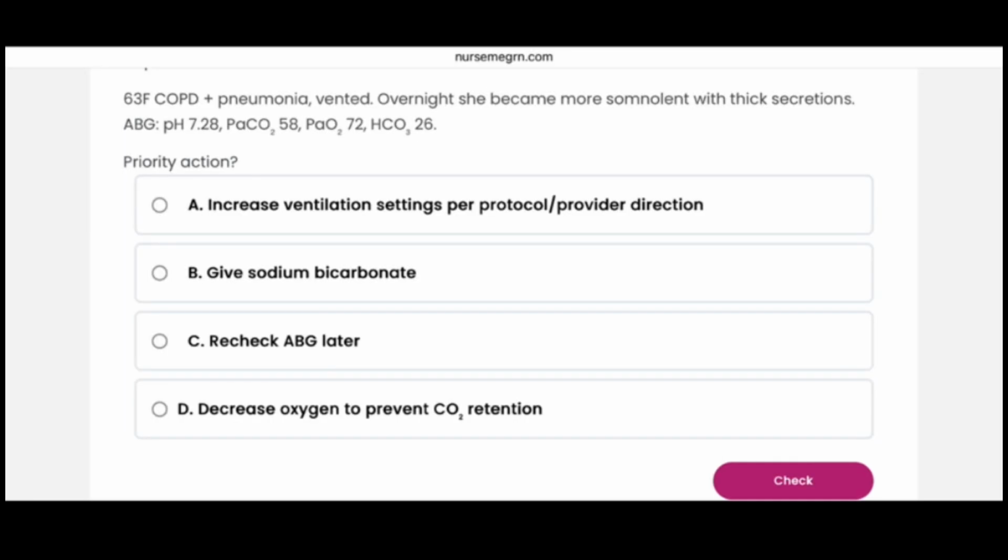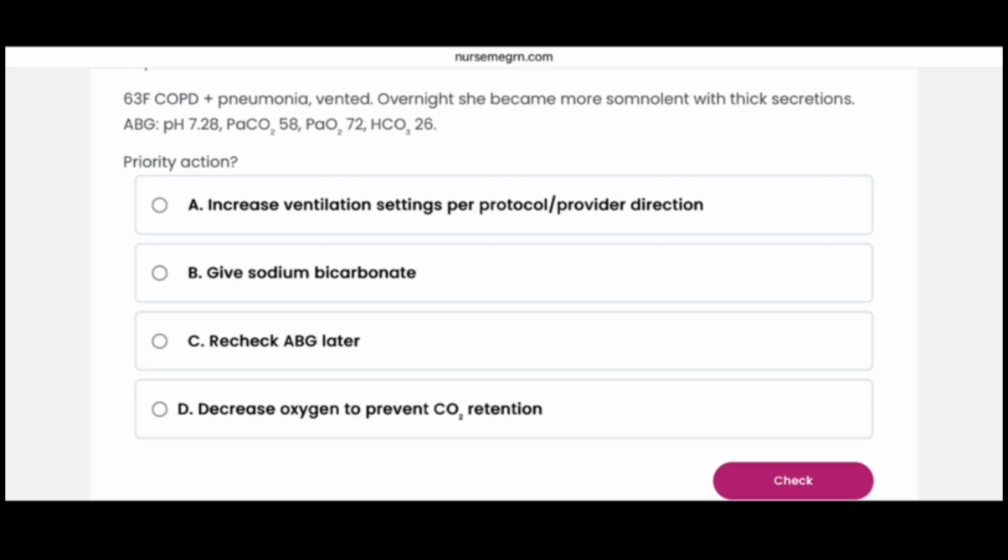Let's do another ABG question, and this is NCLEX style. So we have a 63-year-old female with COPD who is positive for pneumonia, and they are vented. They're on a ventilator. Overnight, this patient became more somnolent with thick secretions. The ABG reveals a pH of 7.28, a PaCO₂, carbon dioxide of 58, a PaO2 of 72, and a bicarb of 26. What is the priority action?